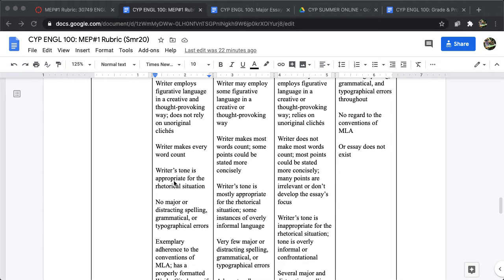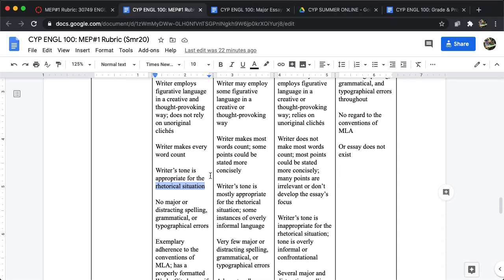In an exceptional paper, the writer's tone is going to be appropriate for the rhetorical situation. So what this means, that phrase, rhetorical situation, we use that phrase to talk about a few different things that a writer would consider when they sit down to write something. So one is the purpose. What are you trying to accomplish with this piece of writing?